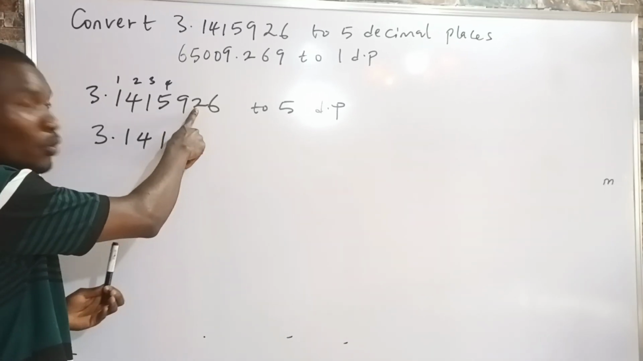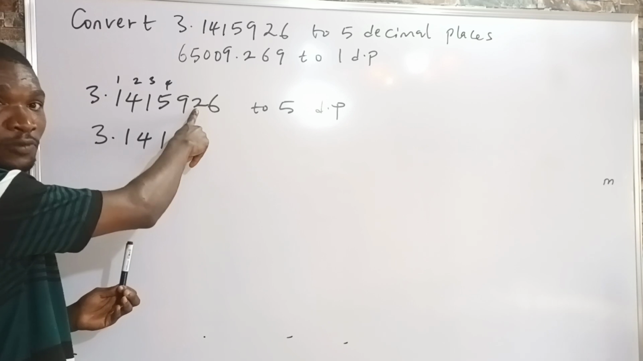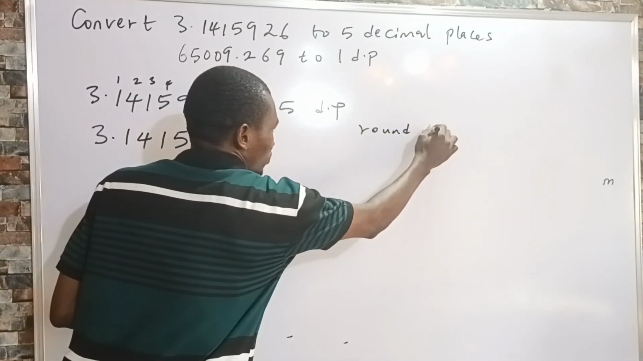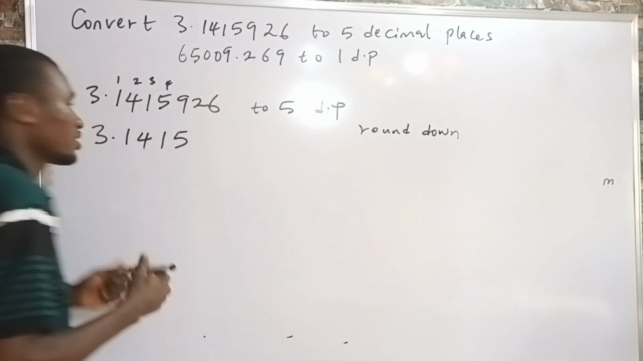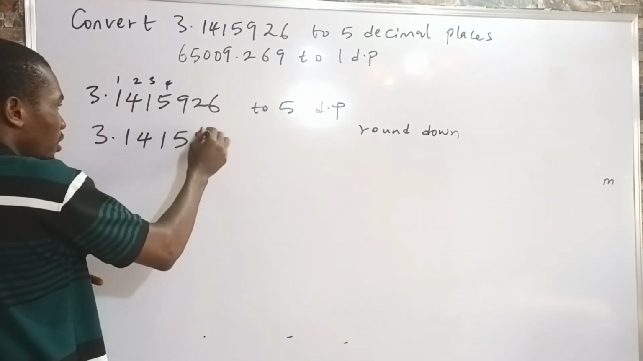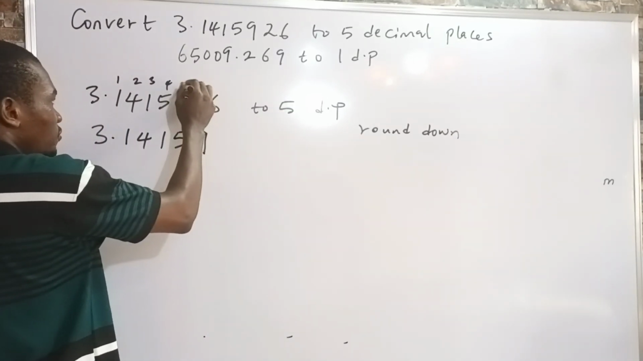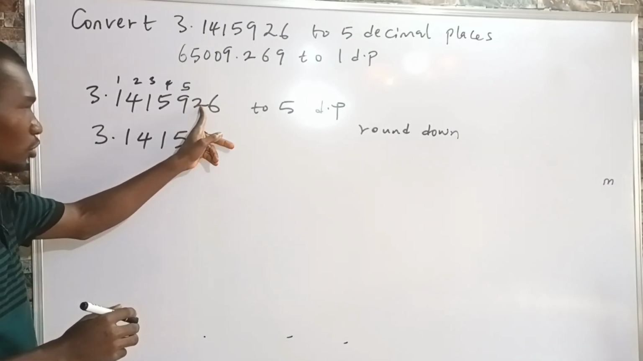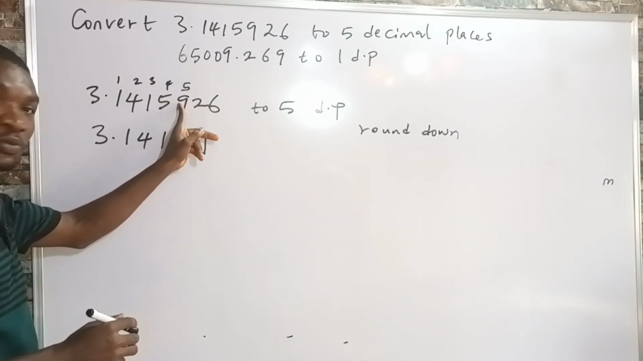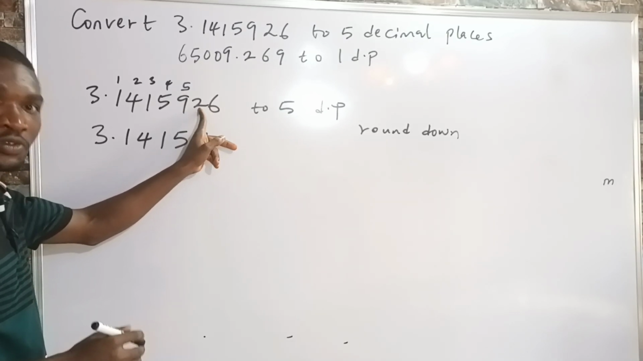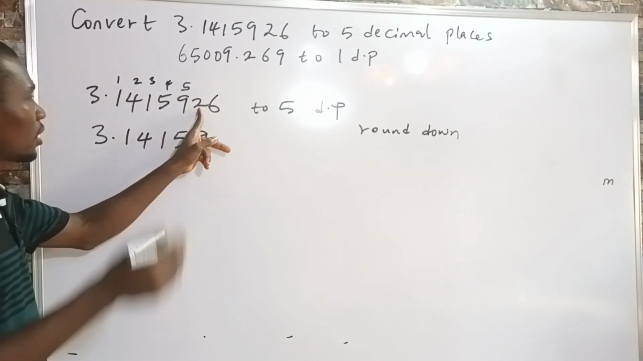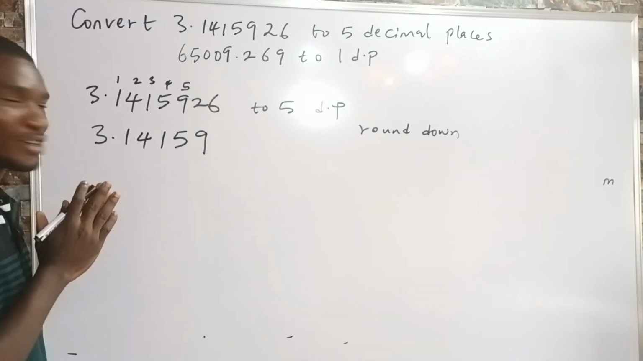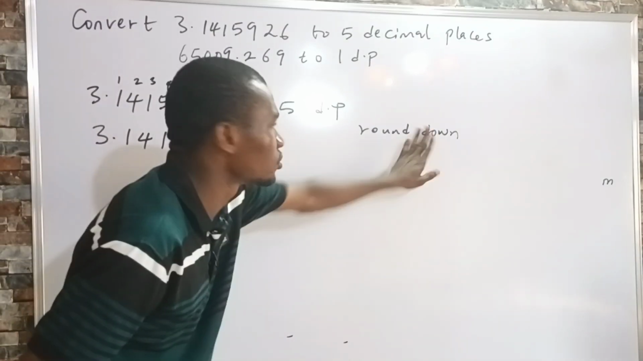So looking at here, we have 2, and 2 is not up to 5, therefore we shall round it down. Rounding down means just put the number which makes it the fifth decimal place and don't borrow anything from this number. You only borrow from this number and add to this. If this number is up to 5, then you round it up. And since it's not up to 5, just include your 9 and that ends it. So we will have to round down.